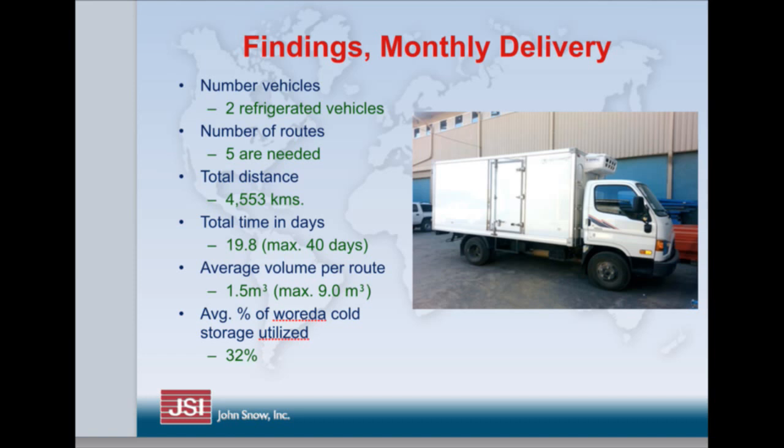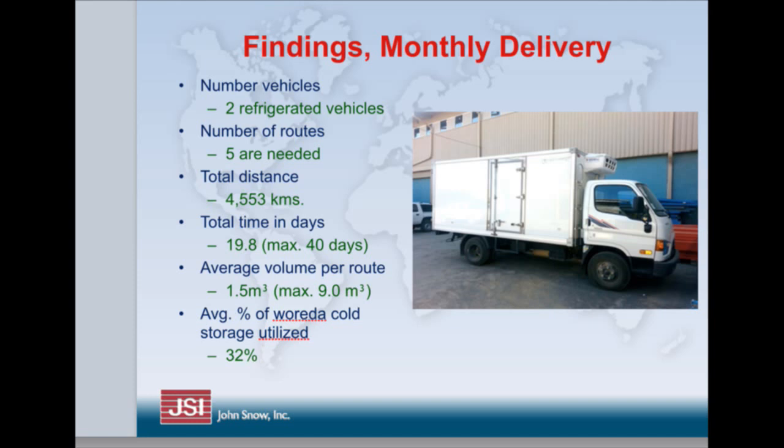For monthly distribution delivery, we need two refrigerated vehicles and five routes. The total distance covered is around 4,500 kilometers to deliver directly to woredas, and the time needed is around 20 days. The average volume per route is 1.5 cubic meters. And the average woreda cold store capacity utilized if we deliver monthly is around 72%. We will use 72% of the storage capacity.